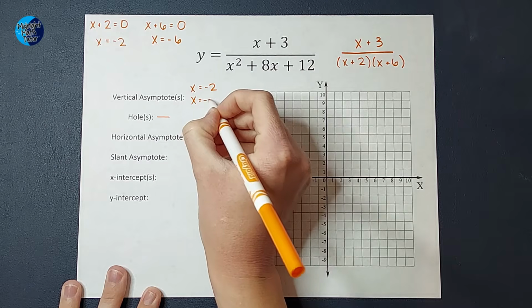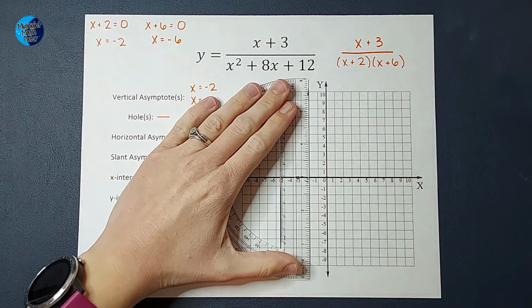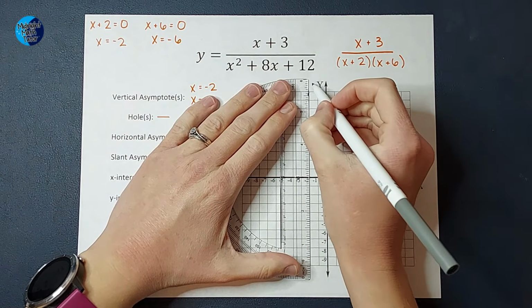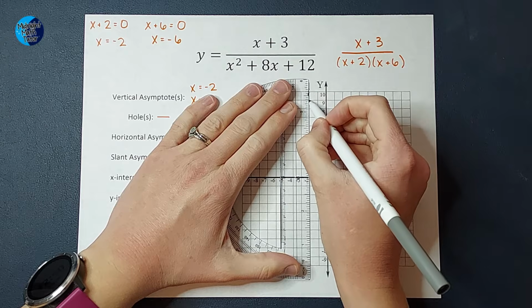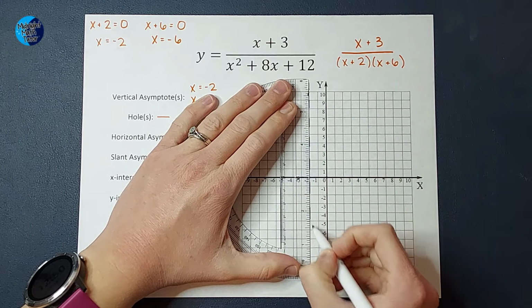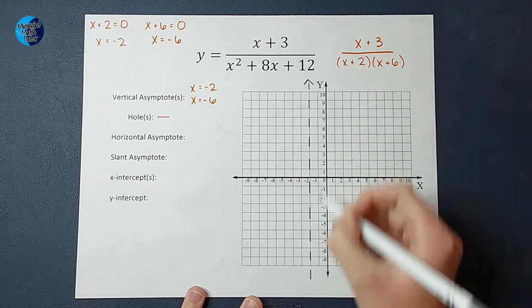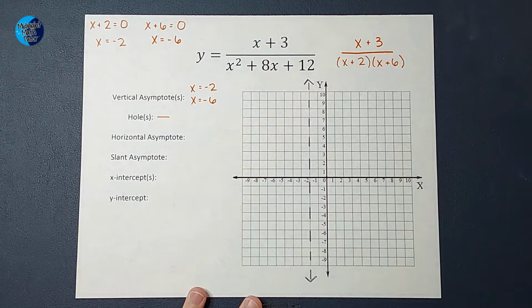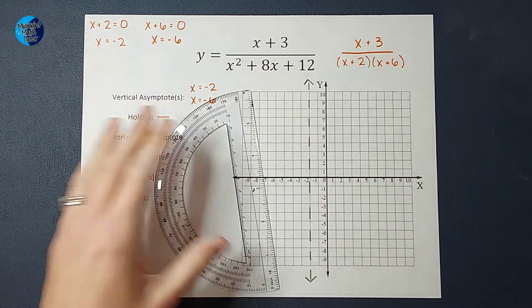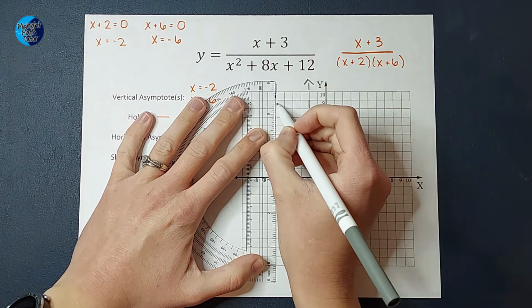I represent these on my graph with a dotted line. So here we go. Now, when you graph these on a graphing calculator, you may not actually see a dotted line. This is how we like to represent it when we're graphing it by hand. But you may not actually see it on your calculator. You'll just notice that the graph gets closer and closer to these areas. So there is my asymptote at x equals negative 2. Now we'll draw one at x equals negative 6.